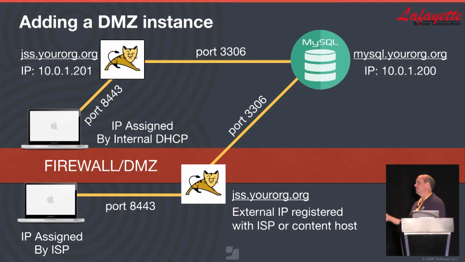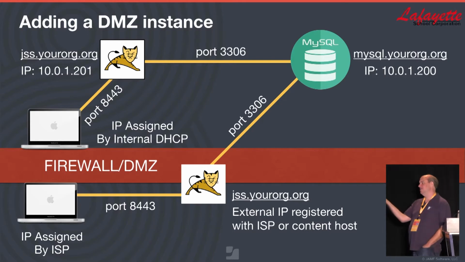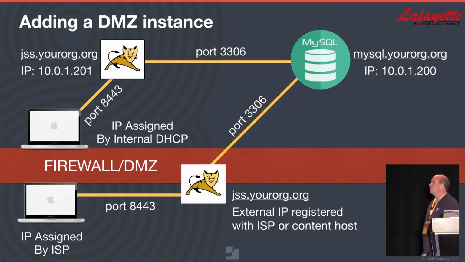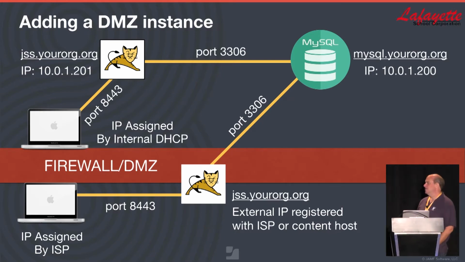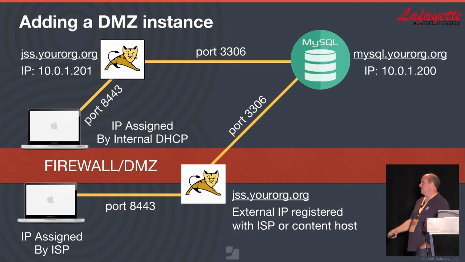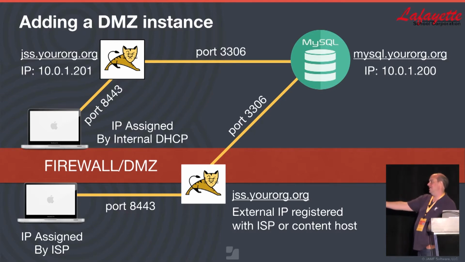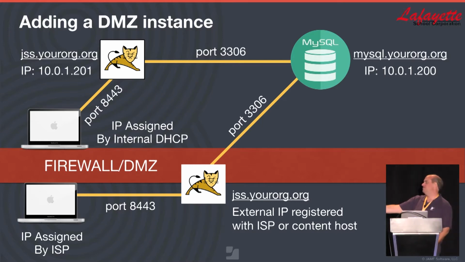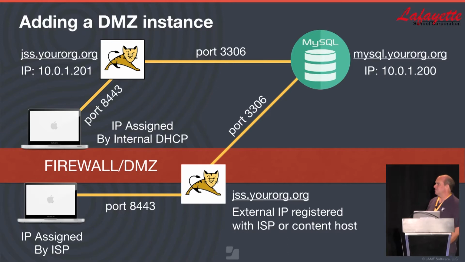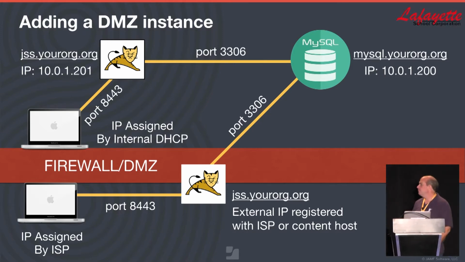They would have you put a Tomcat instance out in the DMZ that has the ability to see inside to the MySQL server on port 3306. So in reality, the only thing I've added is one Tomcat server outside, and I had to allow traffic from the server outside to the MySQL server, and I had to pull a little bit of split DNS like we talked about earlier.